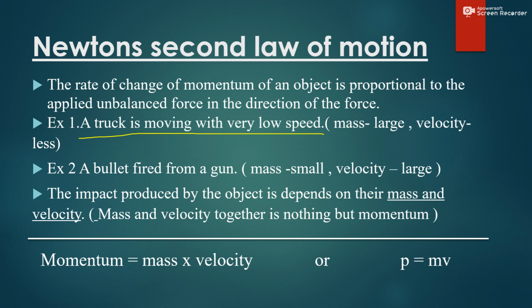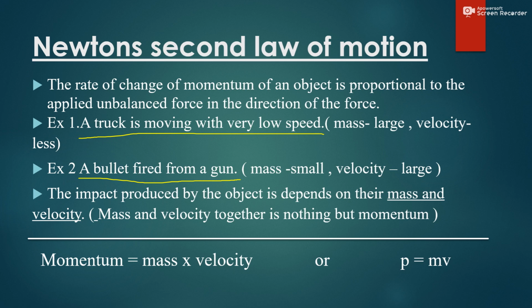Now, we will discuss another example. A small mass object like a bullet may kill a person when fired from a gun. In this case, the mass of the bullet is very small, but the velocity of the bullet is very large.